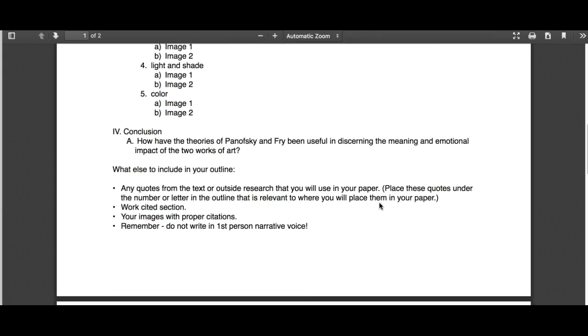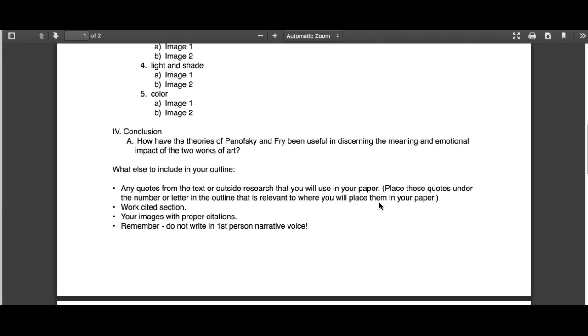How have the theories of Panofsky and Fry been useful in discerning the meaning and emotional impact of the 2 works of art? What else do you need to include in your outline here? Any quotes from the text or outside research that you will use in your paper, place these under the number or letter in the outline that is relevant. I'm trying not to micromanage you, trust me. This is the only time we do an outline in this class. This is really designed for you to practice and for me to then give you good feedback and encourage you so that you are successful in your final papers. So make sure that you put that information where it would be placed in your paper.